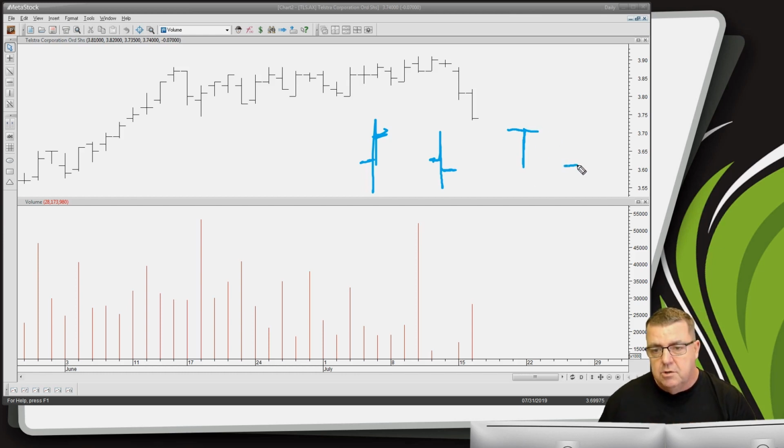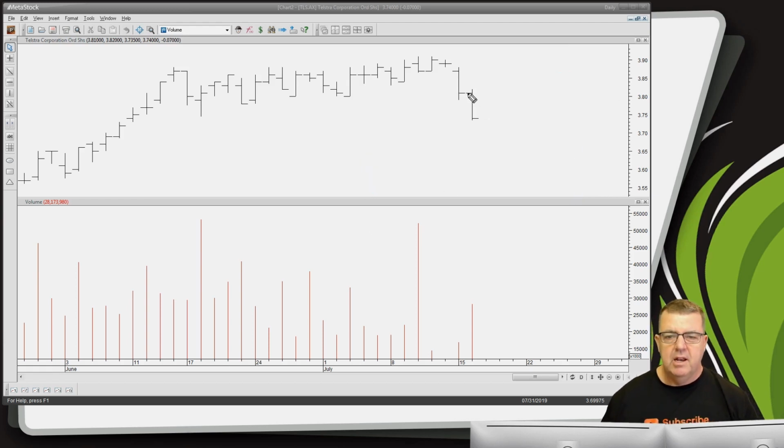Or it might do this, where it opens here, goes high, goes low, comes back and closes exactly the same, which of course is like a cross. Or it'll open here, go high, and then come back and close at the low. So there's all sorts of things like that, and I guess that gives us a little bit of an insight into what's going on in the day as well.